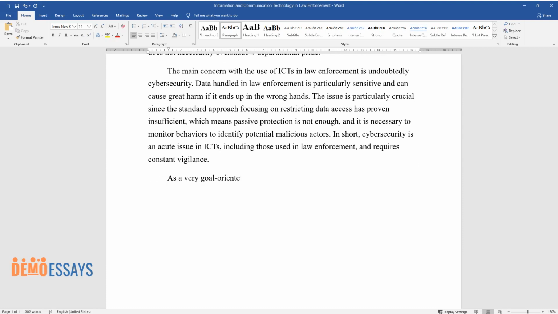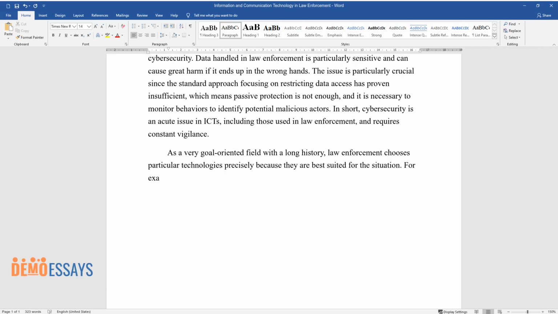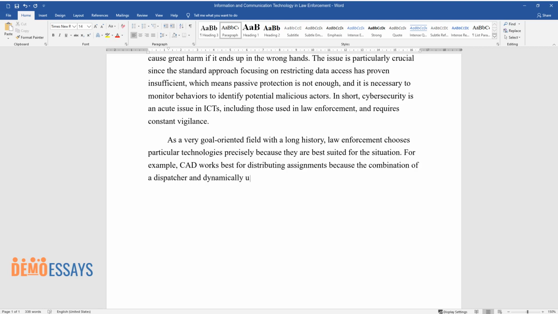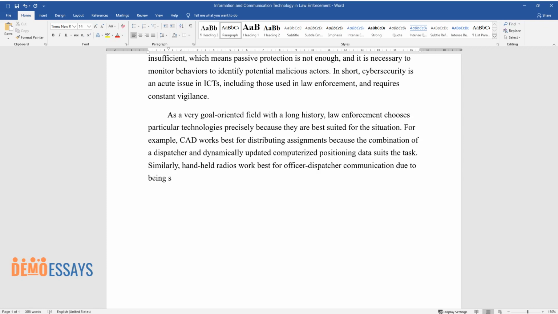As a very goal-oriented field with a long history, law enforcement chooses particular technologies precisely because they are best suited for the situation. For example, CAD works best for distributing assignments because the combination of a dispatcher and dynamically updated computerized positioning data suits the task. Similarly, handheld radios work best for officer-dispatcher communication due to being small, portable, and reliable.